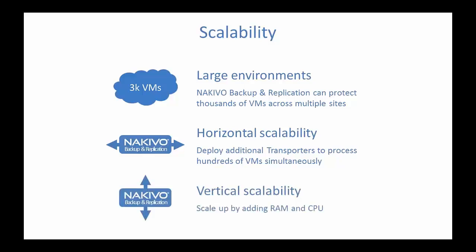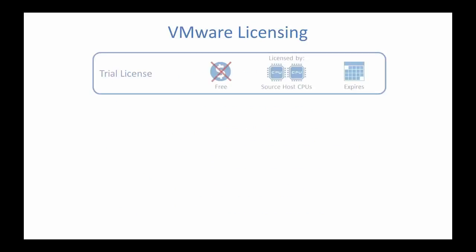Vertical scalability is obviously achieved by adding more RAM and CPU, by provisioning more hardware to NAKIVO Backup and Replication. Let's talk about VMware licensing first. By default, the product is supplied with a trial license inside. It's free of charge, it's licensed by source host CPU socket, and this license will expire in 15 days by default.